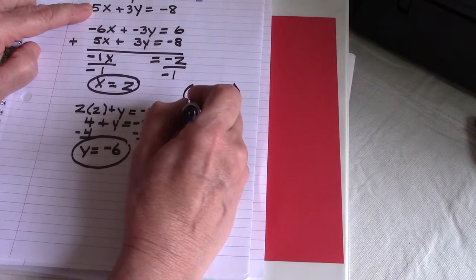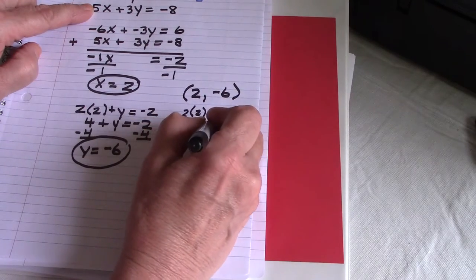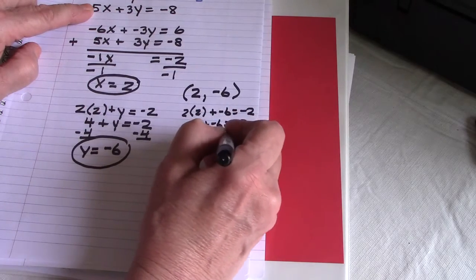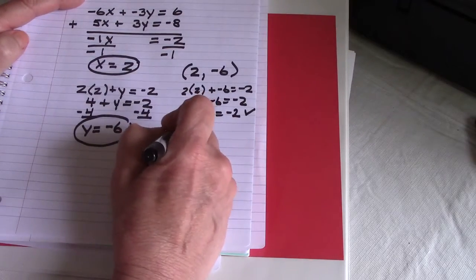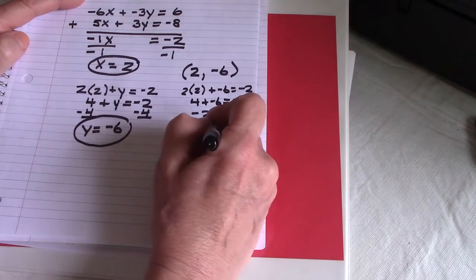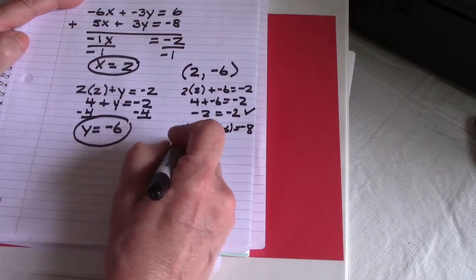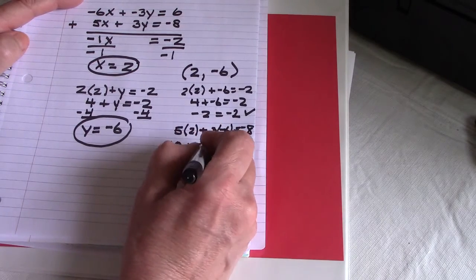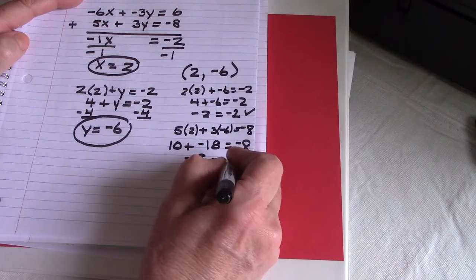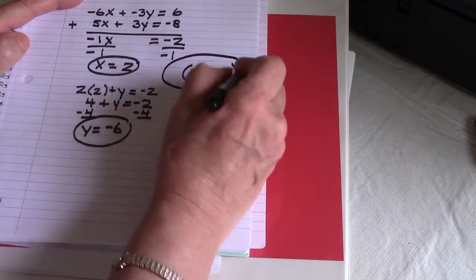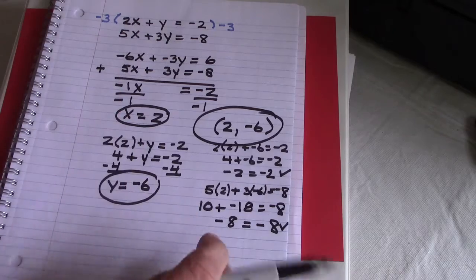So let's say 2 times 2 plus a -6 equals a -2. 2 times 2 is 4 plus a -6 equals a -2. -2 equals -2, and check. That was my first equation. Now let's put it in my second equation. 5 times 2 plus 3 times a -6 equals a -8. 5 times 2 is 10, plus 3 times a -6 is a -18, equals a -8. 10 plus a -18 is a -8, equals a -8. Check. I am confident that this solution works in this system of equations, or it works in both equations.